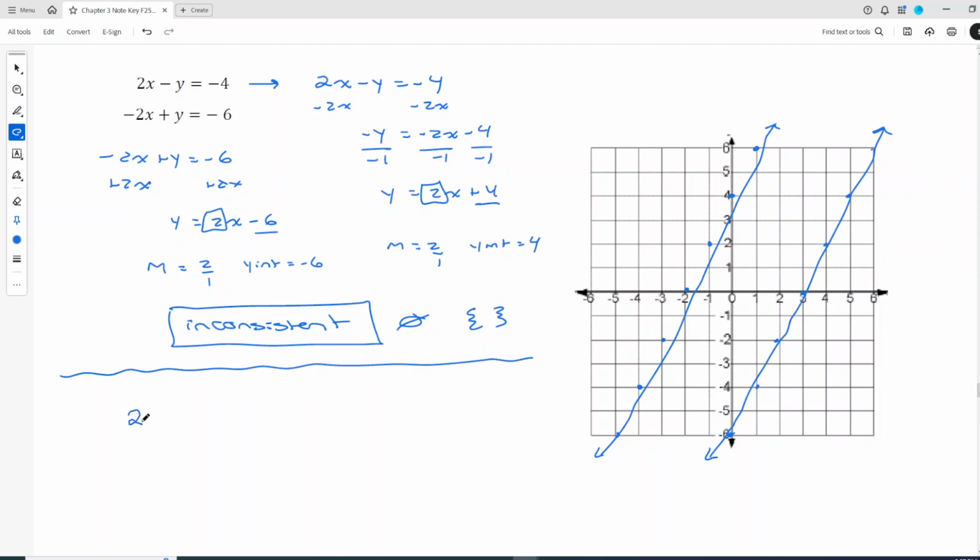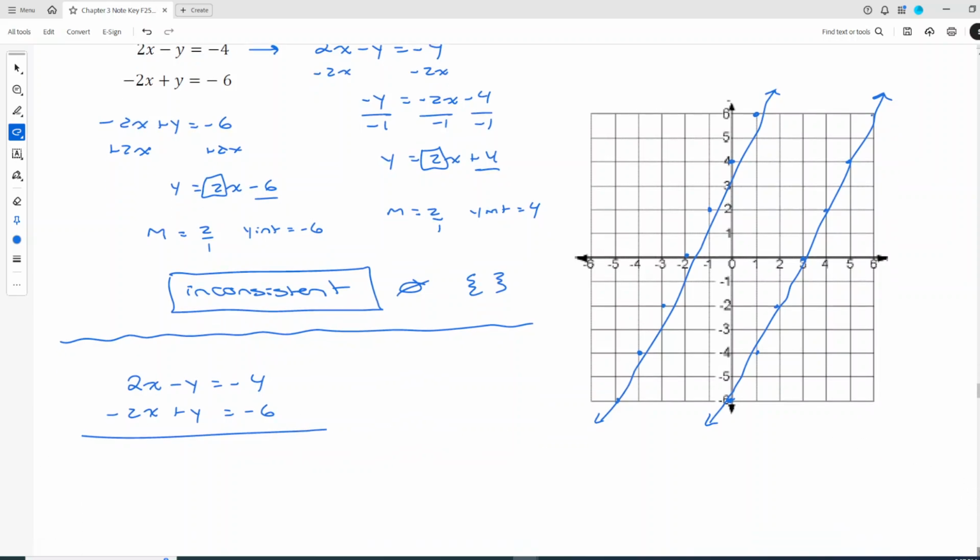What would this look like if I was solving it? Well, this one, 2x minus y is equal to -4, and -2x plus y is equal to -6 is set up perfectly for elimination. So if I was solving this one by elimination, both of my coefficients are the same with opposite signs. So 2x plus -2x is 0x, -1y plus y is 0y, and then -4 plus -6 is -10. I'm left with 0 equals -10. My variables went away, and I was left with a false statement. If you are left with a false statement, you're going to say that this system is inconsistent.